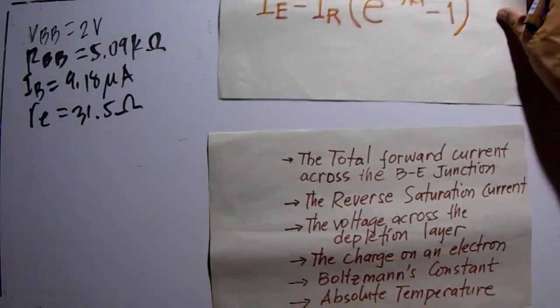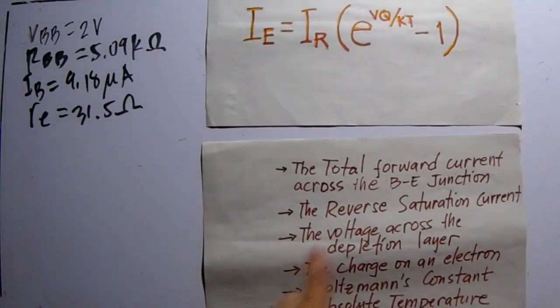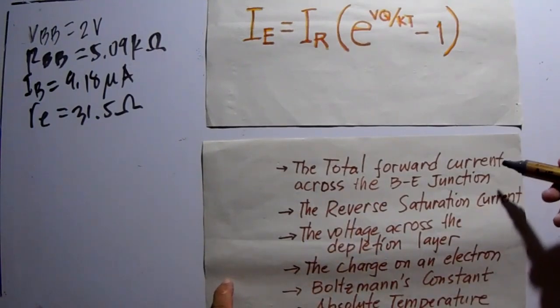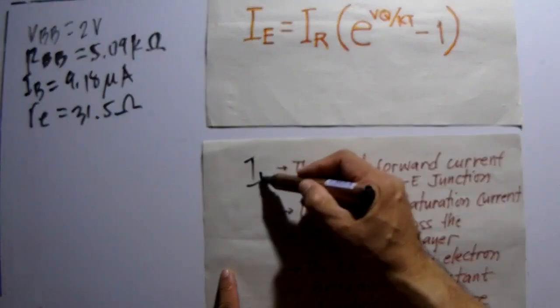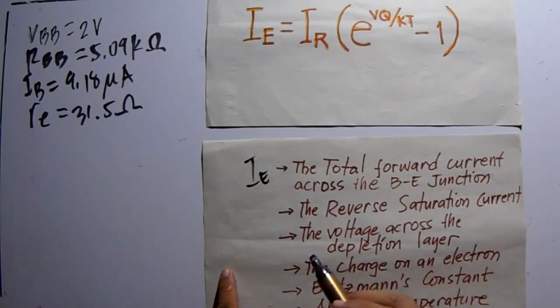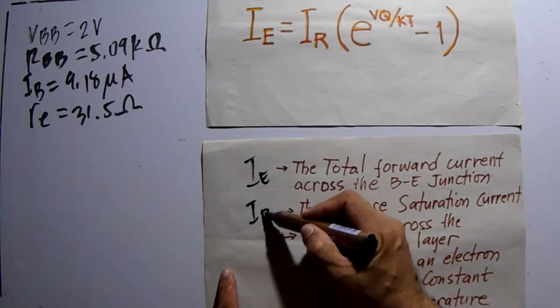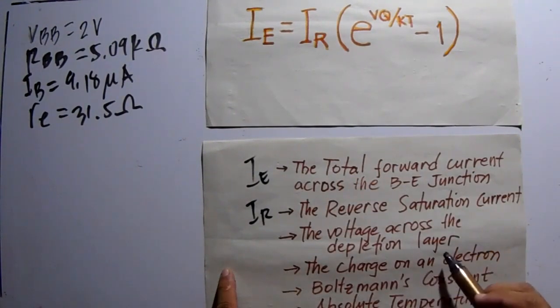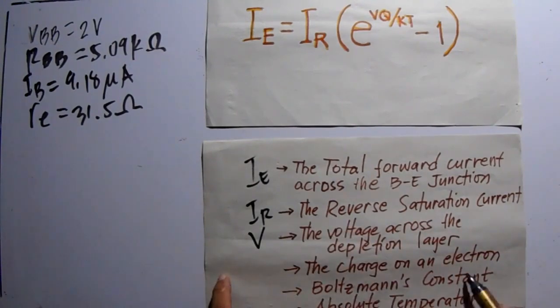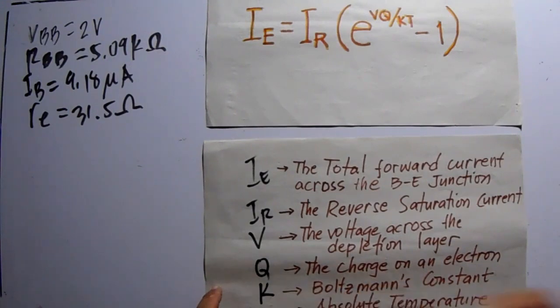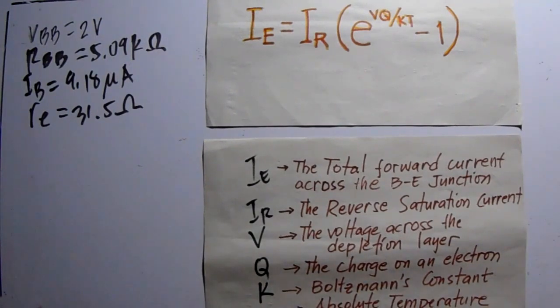IE is the total forward current across the base emitter junction. The reverse saturation current is IR. The voltage across the depletion layer is V. The charge on an electron is Q. Boltzmann constant is K. And the absolute temperature is T.